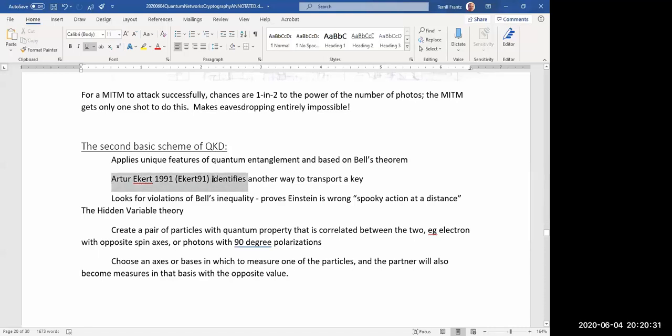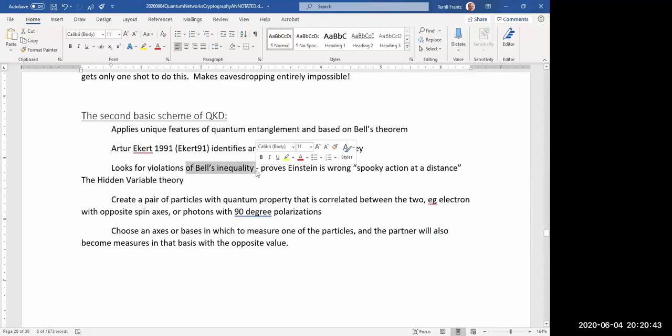The second scheme, the basic scheme of quantum key distribution, is known as Ekert 91, and it's essentially similar to BB84, but it also takes advantage of Bell's inequality, which I'm not really comfortable with. Anybody out there have a good 15-second, 30-second explanation of Bell's inequality?